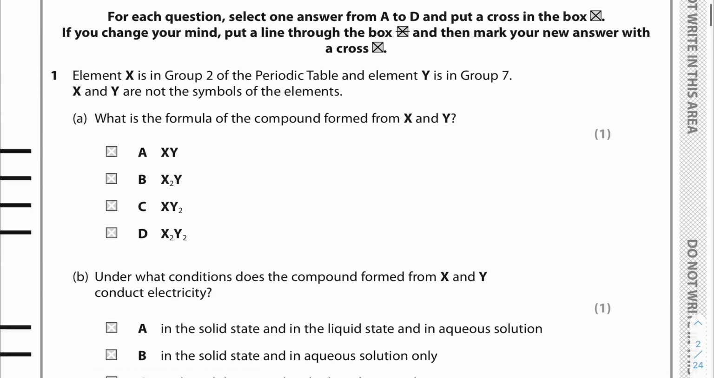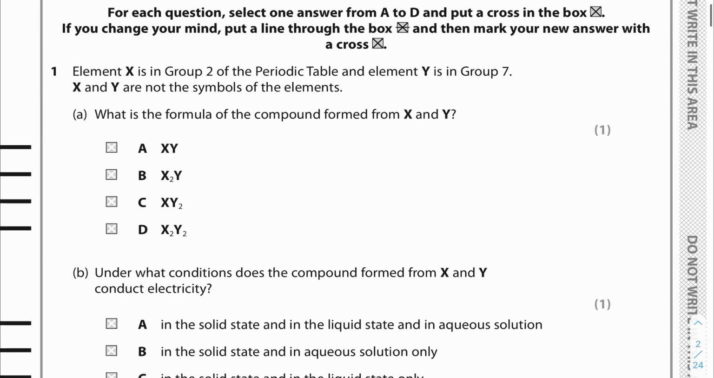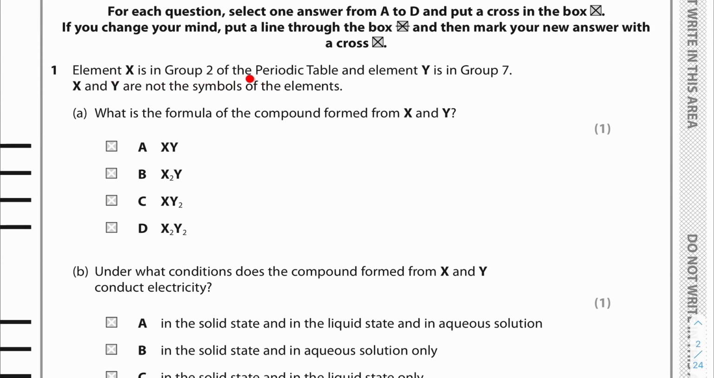Question number 1. Element X is in group 2 of the periodic table and element Y is in group 7. X and Y are not symbols for the elements. What is the formula of the compound formed between X and Y?